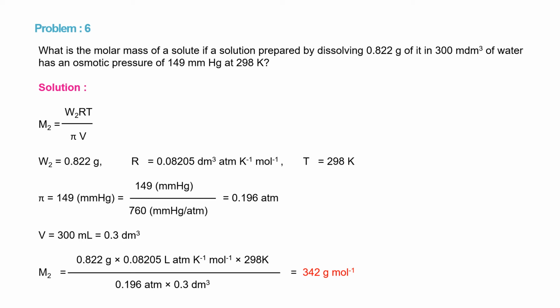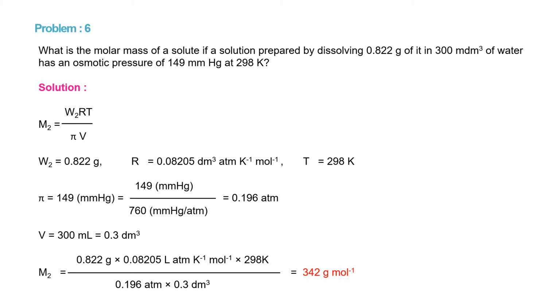But see, your R is given in atmospheric pressure. So that's why your pi also needs to be converted into atmospheric pressure. Now 1 atmosphere is equal to 760 mm mercury. So 149 mm mercury means how many atmospheres? 149 upon 760, which is equal to 0.196 atmosphere.